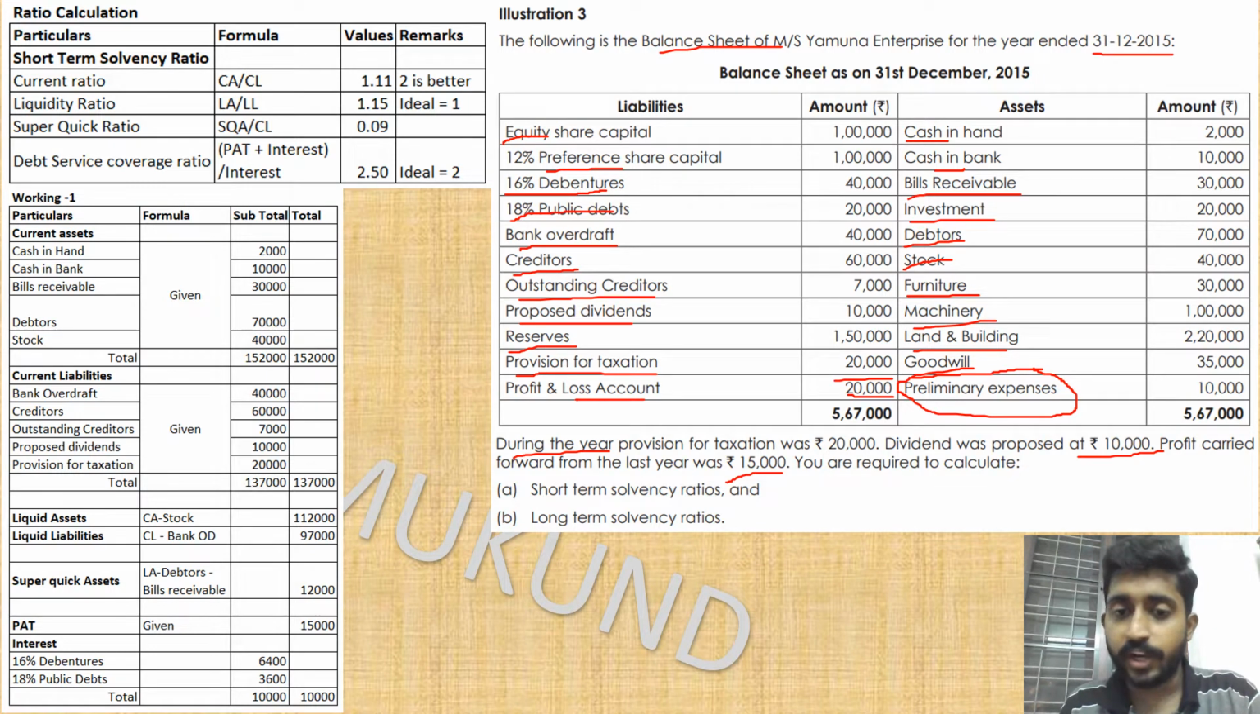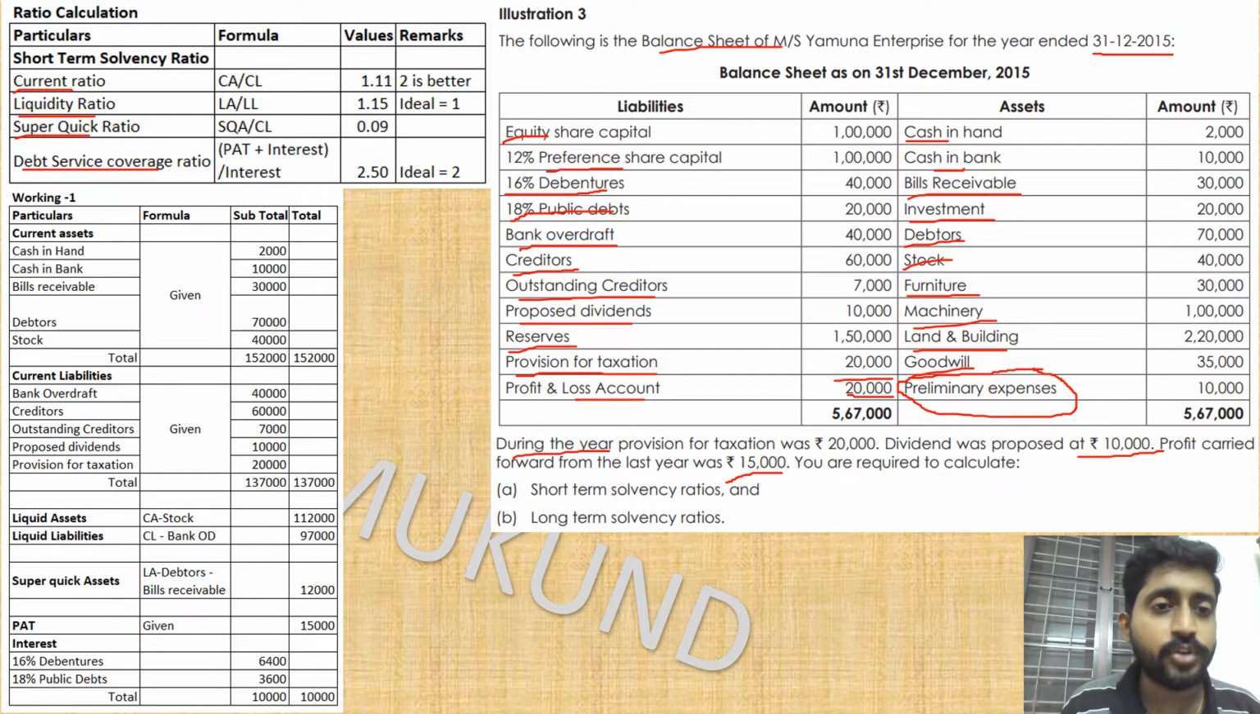So you are required to calculate short-term solvency ratios and long-term solvency ratios. First we will calculate the short-term solvency ratios. What are short-term solvency ratios? Current ratio, liquidity ratio, super quick ratio, debt service coverage ratio. All these four we saw in detail in our last video, class number 30. Please watch that. Now we are going to see how to calculate these.